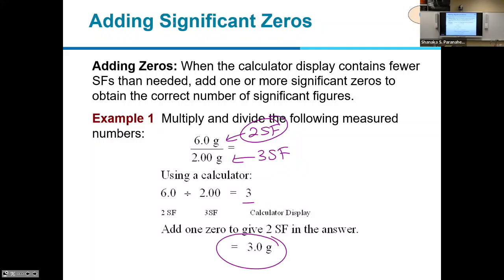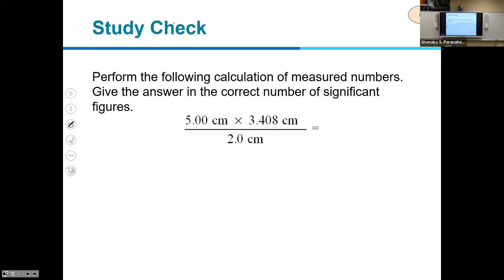That's the correct answer. So if I give you 3 and 3.0, the correct answer is 3.0. So you have to follow the significant figures rule until your first exam. After that, you don't need to worry about the significant figures rules because I'm not going to test you on them. So this is a simple practice problem. It's a multiplication and division. Do the calculation using a calculator and write the answer with the appropriate number of significant figures.